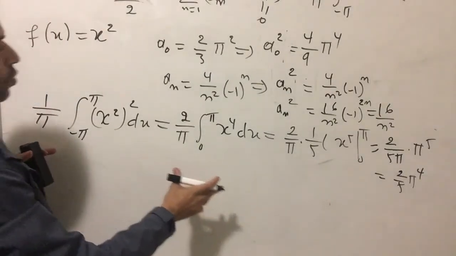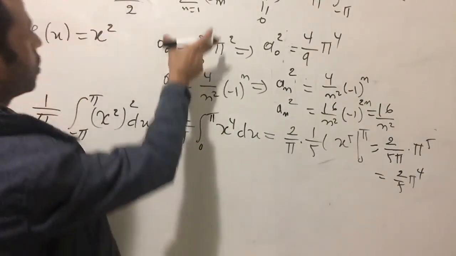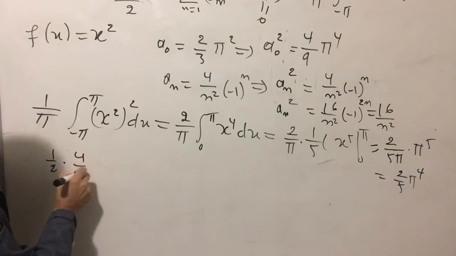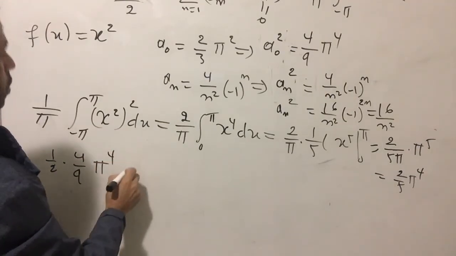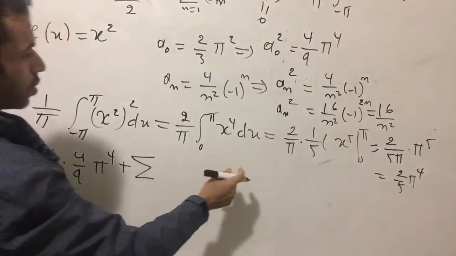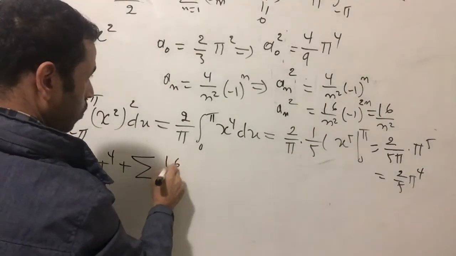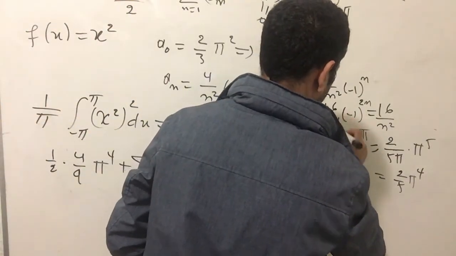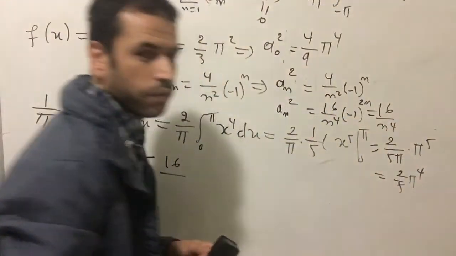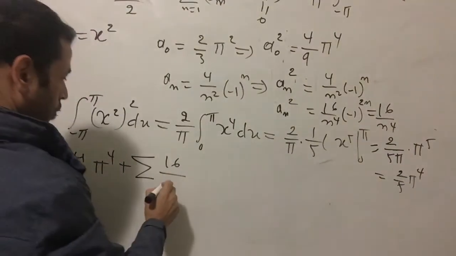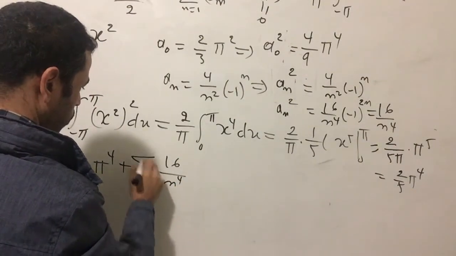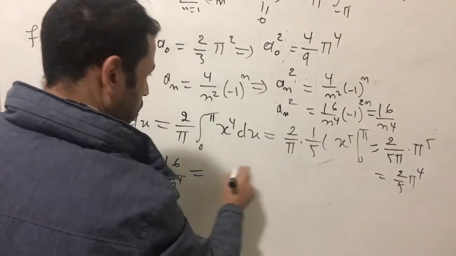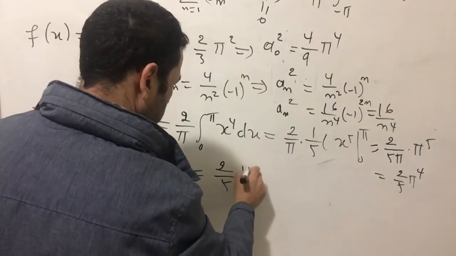Now I'm going to plug everything into the original equation. 1 over 2 is 4 over 9 pi to the 4th, plus the sum of this one, 16 over n to the 4th, because when you take the square it gives us the 4th power here, as n goes from 1 to plus infinity, equals this integral, which is 2 over 5 pi to the 4th.